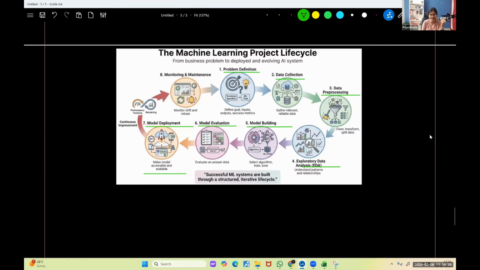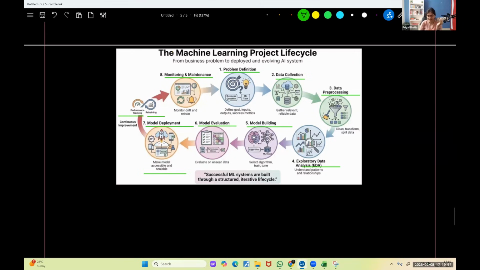And then finally, the last stage is monitoring and maintenance. This is also very important, where we will keep doing continuous improvement on the model. We will track the performance. We will do the retraining if required. Because when the data is scalable, when we keep adding data, it might be the case that the data distribution changes, and based on that, the predictions that we are getting are not correct.